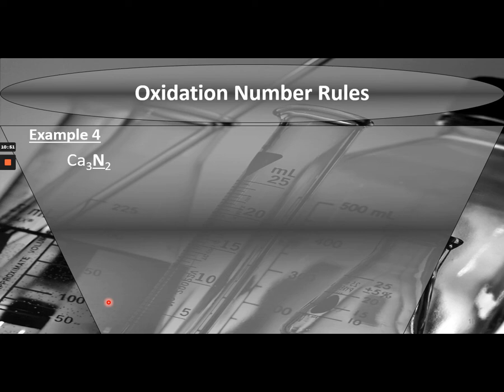Calcium nitride. What is the oxidation state of the nitrogen in calcium nitride? Well, calcium is in group 2, so it has a +2 charge. We don't know nitrogen. We know the sum of them is equal to 0 because it's a neutral compound. I have 3 calciums and 2 nitrogens. So this ends up being 6 plus 2x equals 0. Subtracting 6 from both sides, we end up with 2x is equal to -6. Dividing by 2, we get x is equal to -3.